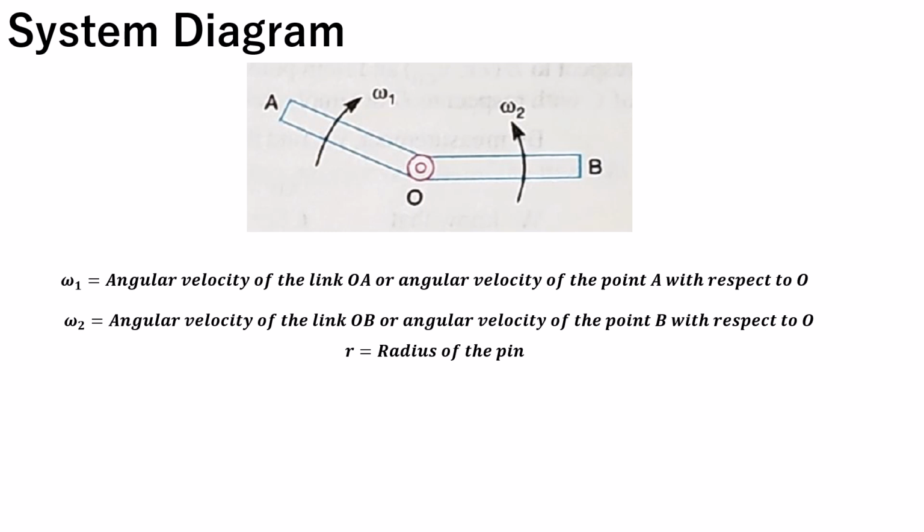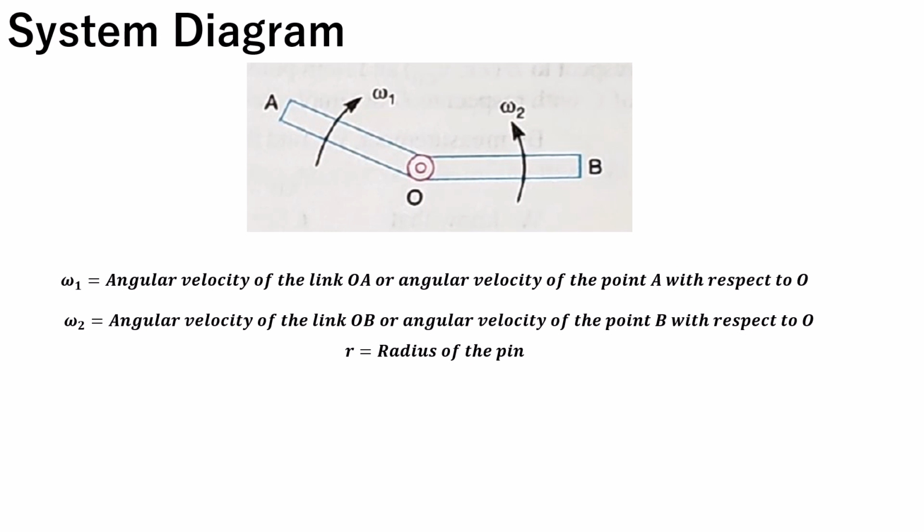Now, rubbing velocity is the tangential velocity of a point on one surface relative to a point on another surface in contact with it. It's a measure of how quickly two surfaces are sliding or rubbing against each other. Angular velocity omega measures how fast a link rotates relative to the pin joint. For example, omega 1 is the speed of link OA relative to point O. Rubbing velocity is the relative surface speed at the joint, directly linked to wear and heat generation.